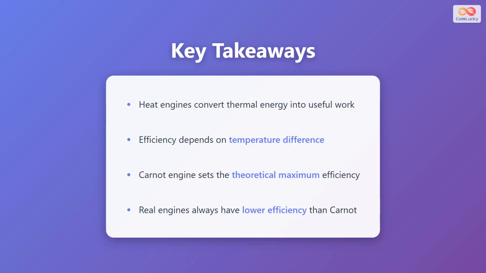Let's recap what we've learned about heat engines. Heat engines are devices that convert thermal energy into useful mechanical work. Their efficiency fundamentally depends on the temperature difference between the hot source and cold sink. The Carnot engine sets the theoretical maximum efficiency that can never be exceeded. In reality, all practical engines have lower efficiency than the Carnot limit due to irreversible processes and energy losses. Understanding these principles helps engineers design better, more efficient engines that power our modern world.